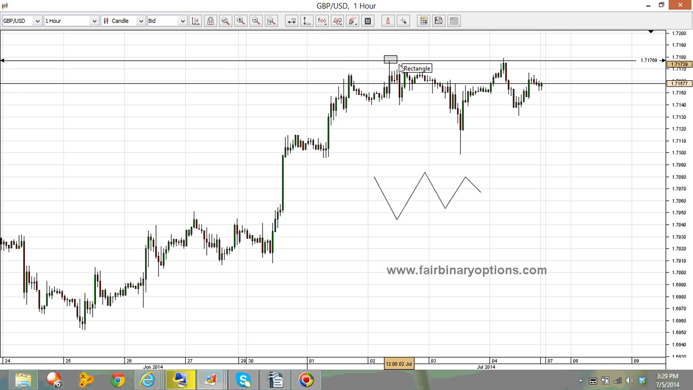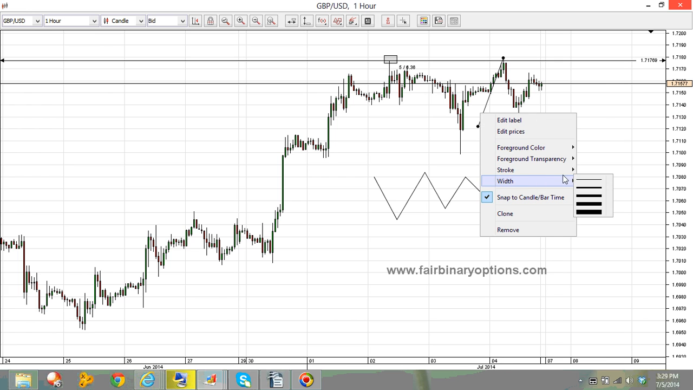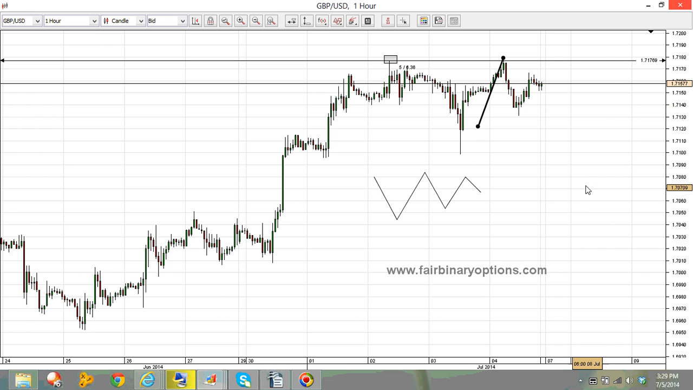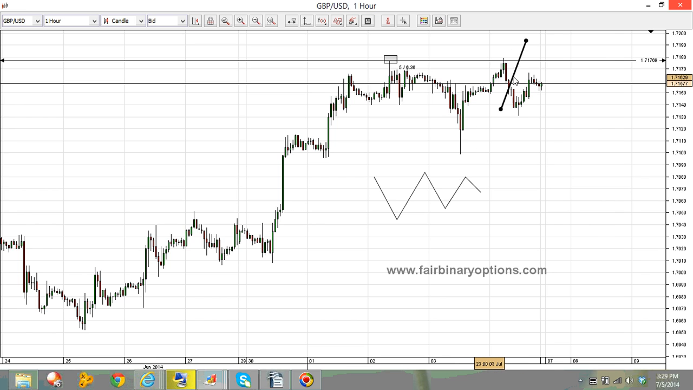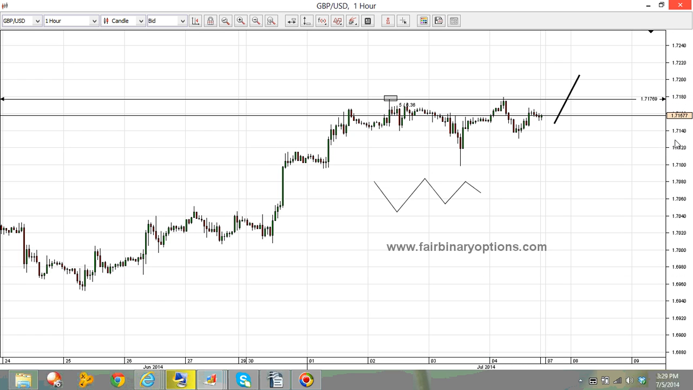In this case, this is being called an irregular triangle, an irregular variation of a contracting triangle, and should have the measured move something like this. By the time that the triangle is completed, and I would say that the triangle has all the chances in the world to be completed around here, this should be the target, something like 172.